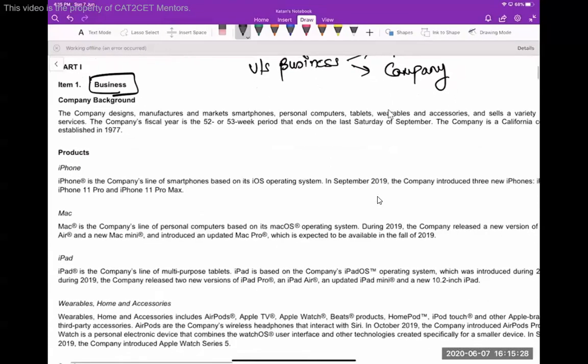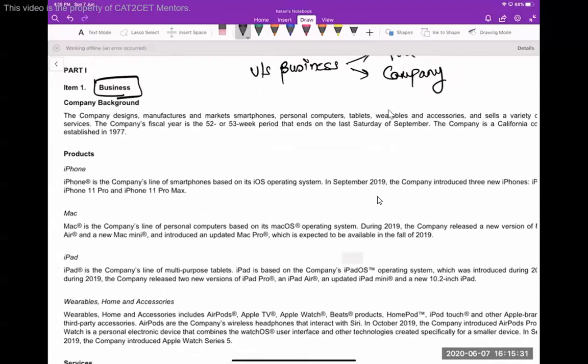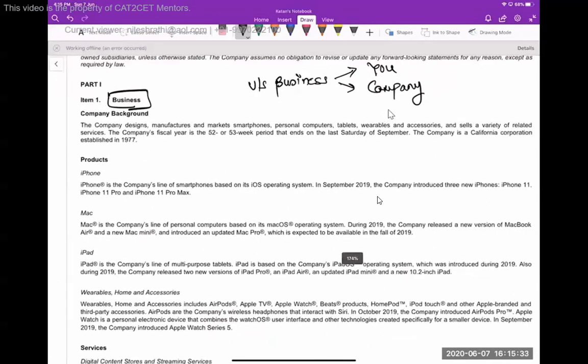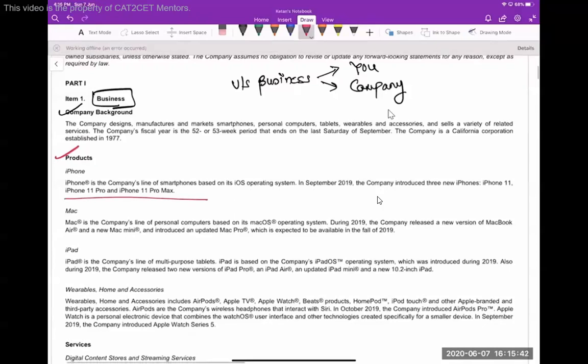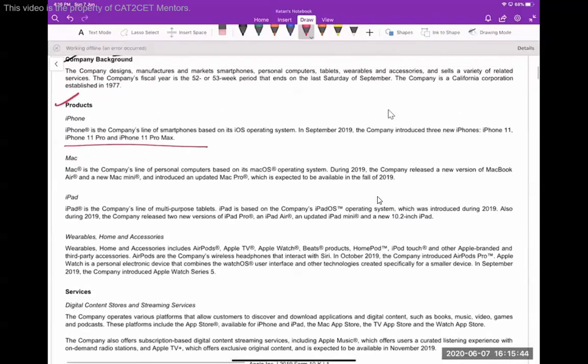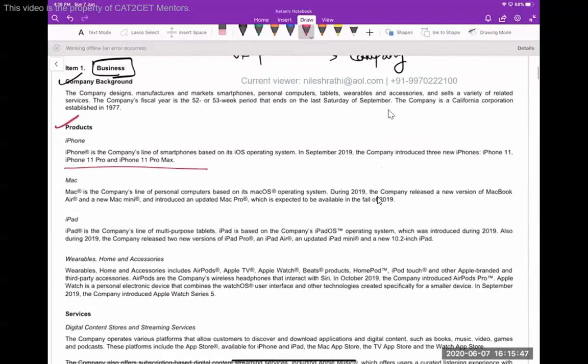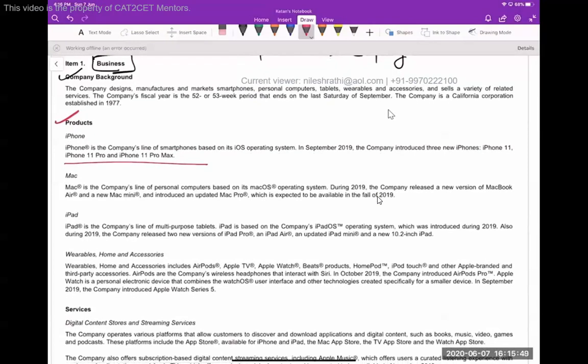Now here, the company talks about the business, so you can look at the company background. That's number one. Then you have the company's products. They are talking about the 11 Pro and 11 Pro Max. Why should we know this? Because once you understand the business, understanding the products of the company is also important because it helps you understand the business very well. Also, if you're doing financial modeling and valuing the company, it actually helps you in that projection.